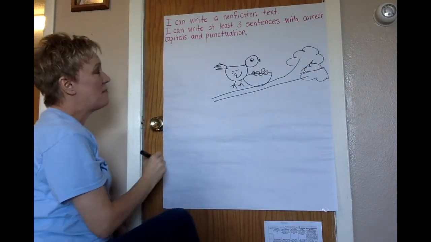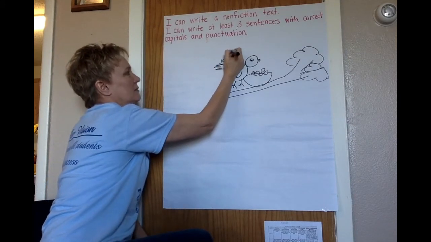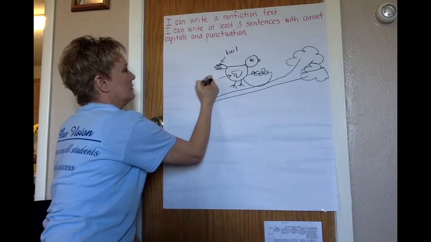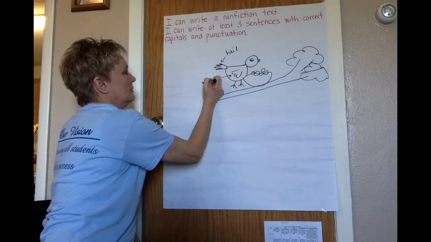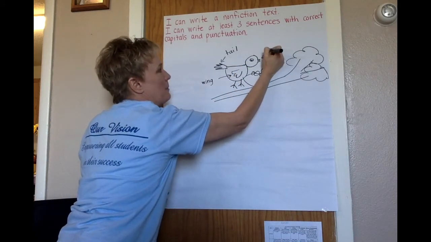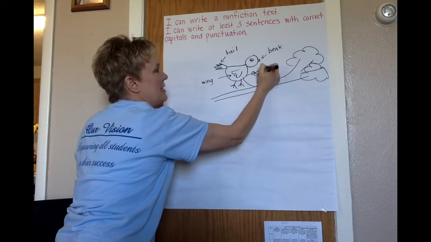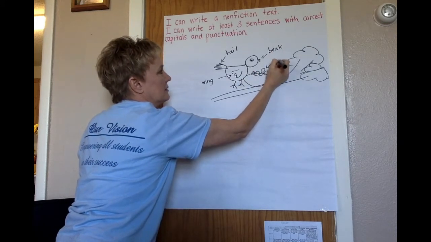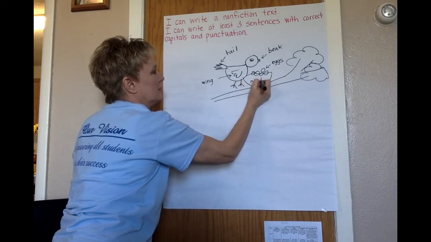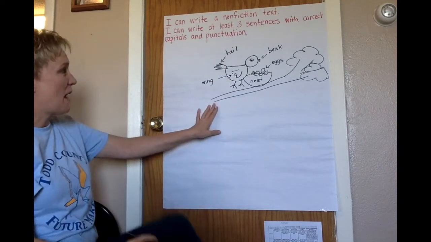Okay, now I'm going to label my picture. So this is the bird's tail, and that's the bird's wing. Birds have a beak, so I'm going to label the beak and the eggs and the nest. So I have my picture with all the labels. Now I'm going to start writing.